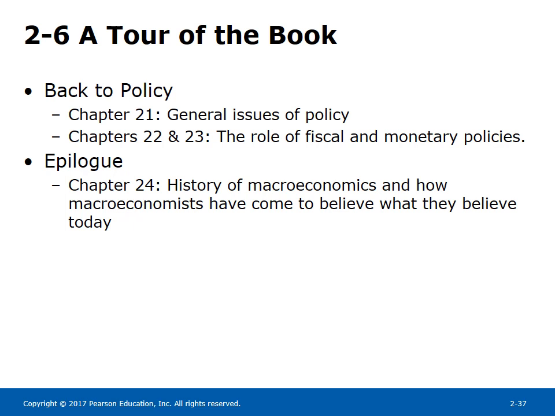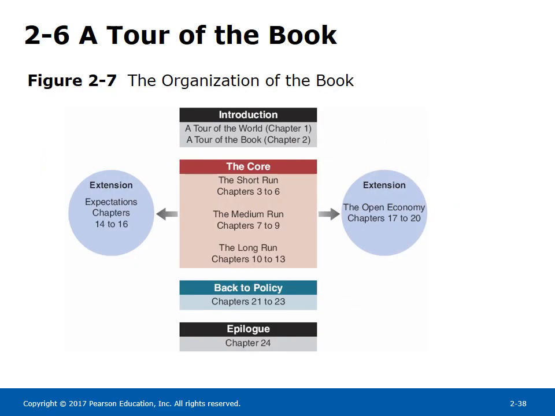Back to policy. Chapter 21, general issues of policy. Chapters 22 and 23, the role of fiscal and monetary policies. Epilogue: Chapter 24, history of macroeconomics and how macroeconomists have come to believe what they believe today. Figure 2-7 illustrates the organization of the book.